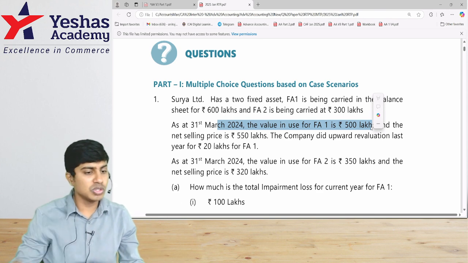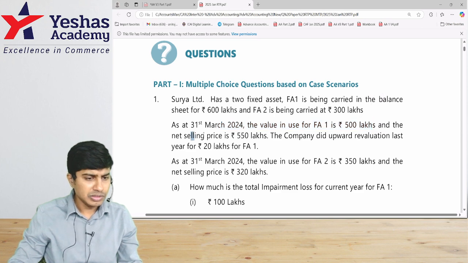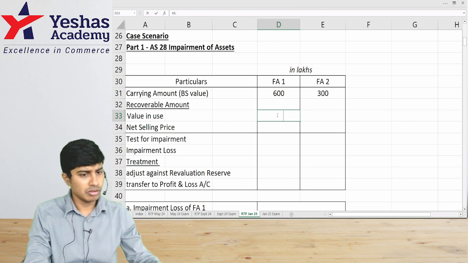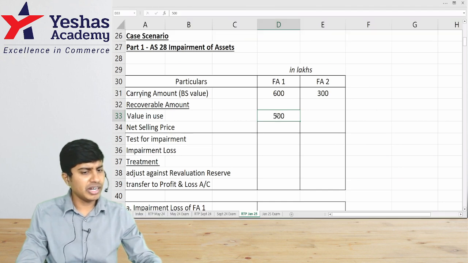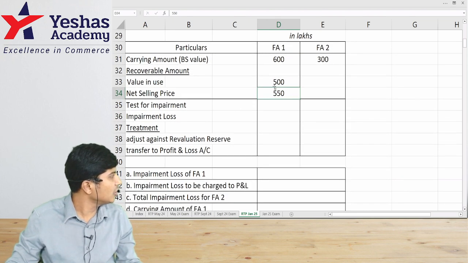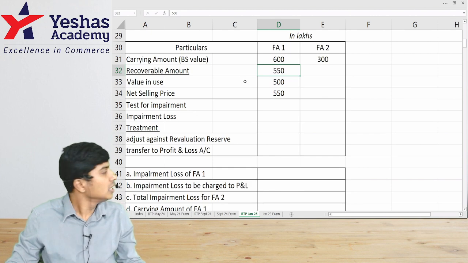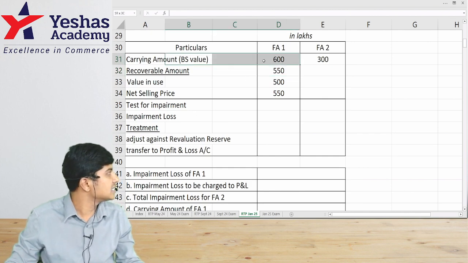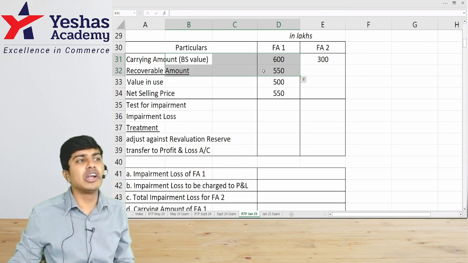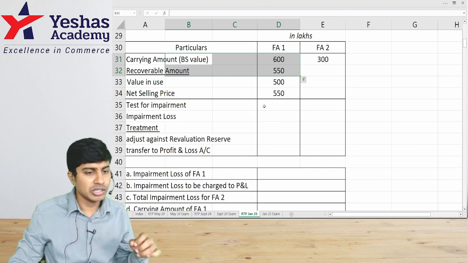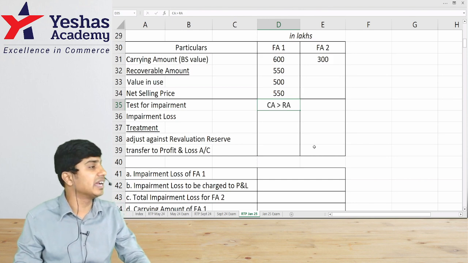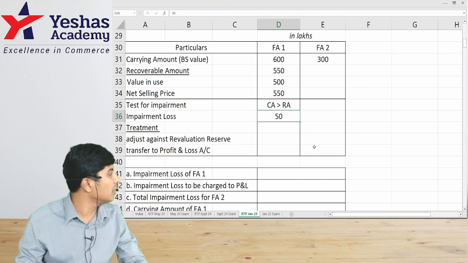They're telling value in use for FA1 500, net selling price 550. You tell me, recoverable amount is higher of this, which is 550. 600 is the carrying amount of the asset. If its recoverable amount is 550, we are going to incur impairment loss of how much? Why is there impairment loss? This is because the carrying amount is greater than recoverable amount. Impairment loss will become 50.